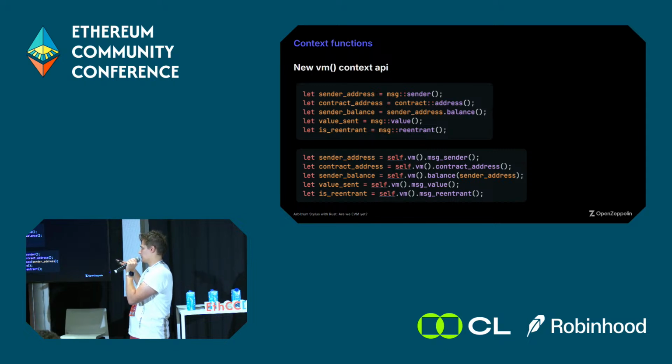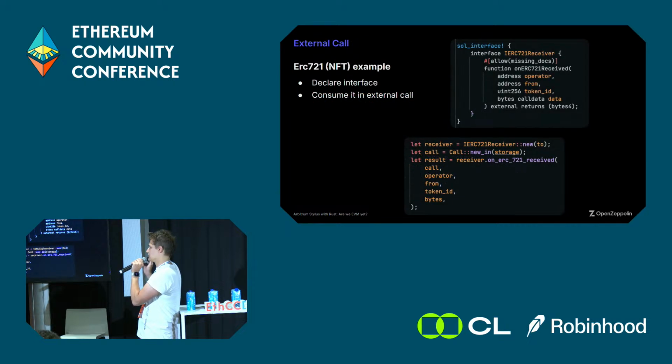Stylus SDK team added VM API, where you can conveniently choose what function you need, like if you want to read the contract address or the message value that was sent with the transaction. So it got more convenient, but the previous API is still available, though it will be deprecated soon. External call also has no major changes, so that is how it looks.